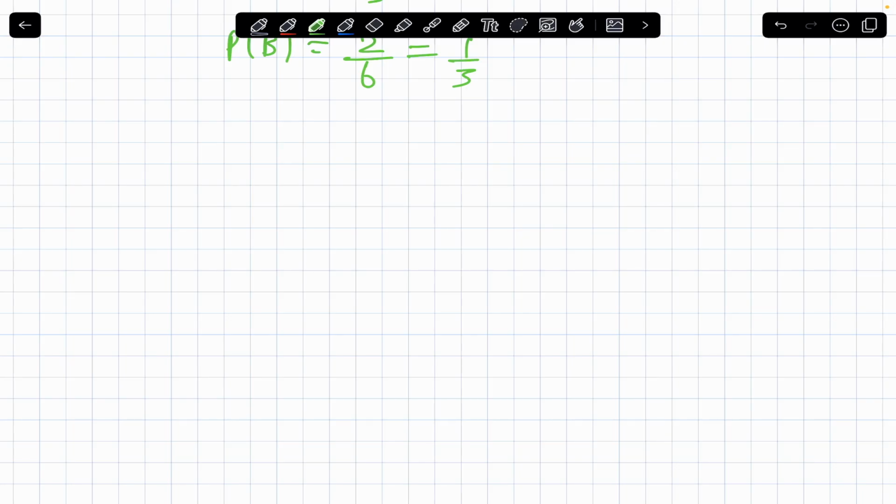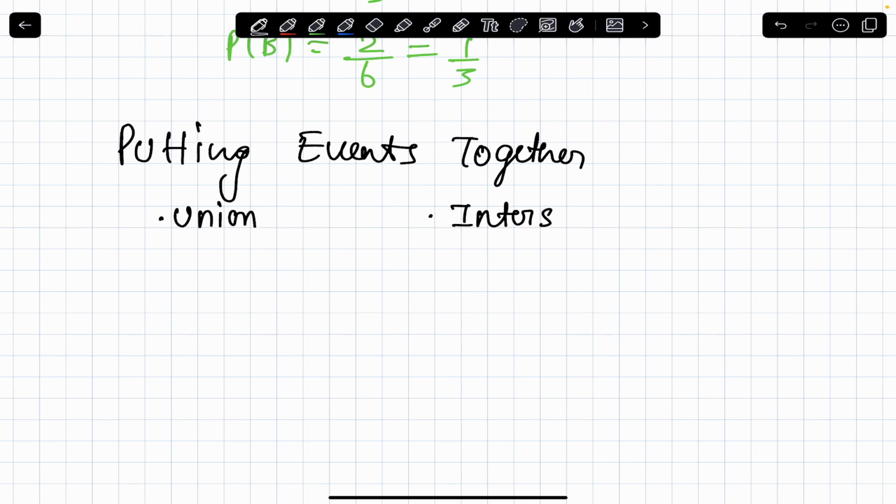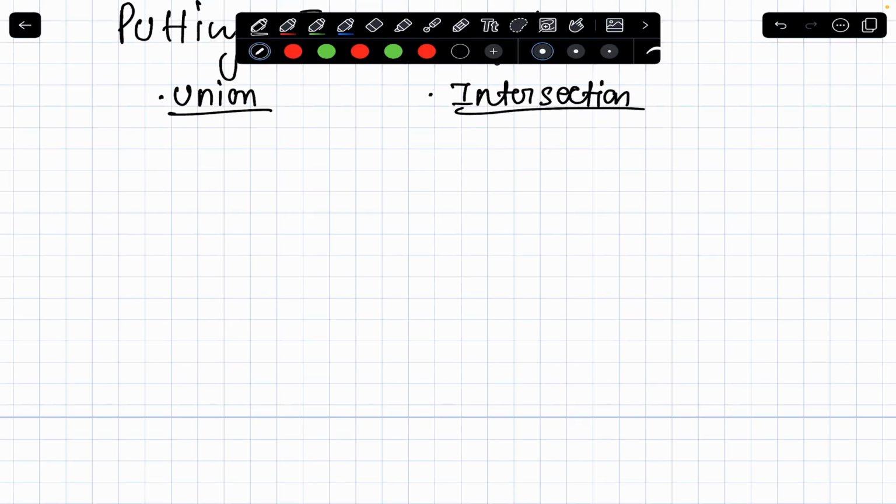Now we have to put our events together. Okay, putting events together. We can put our events together in two ways. The first one is union, and the second one is intersection. Now, what union and intersection are, let's find out. So first we'll go with union, what it is.